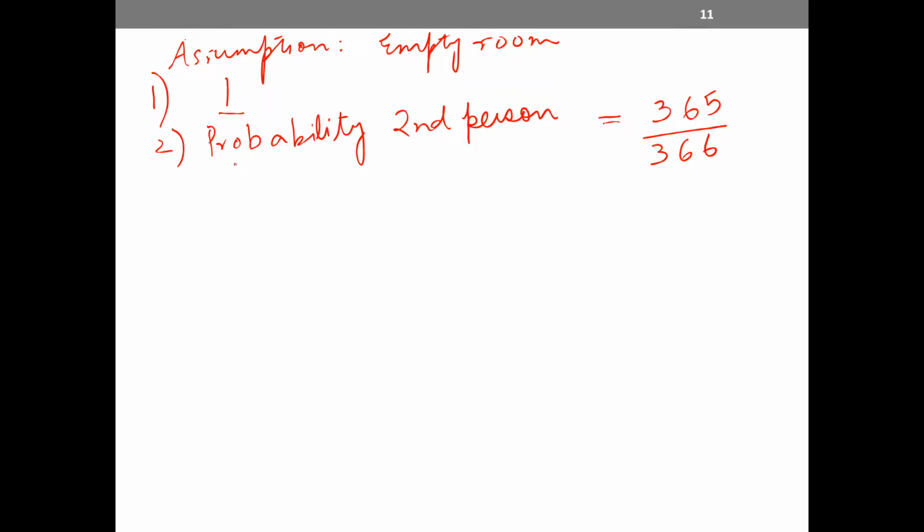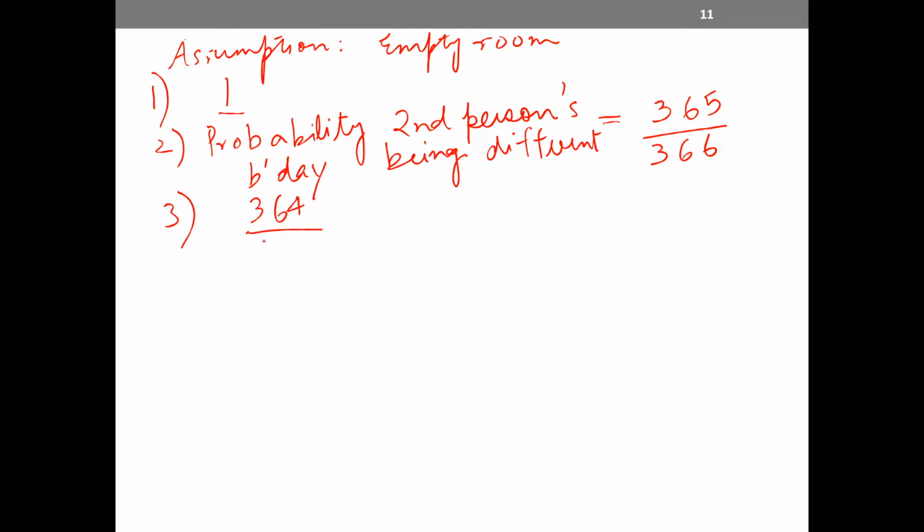Let me write it down. The second person's birthday being different from the first person, or from all people already in the room, is 365 over 366. Similarly, the probability of the third person's birthday being different from all those already in the room is going to be 364 out of 366. Why? Because those 2 days are already taken, and we are assuming they are 2 different days. So the third person can take any of the 364 out of 366 days, and so on.